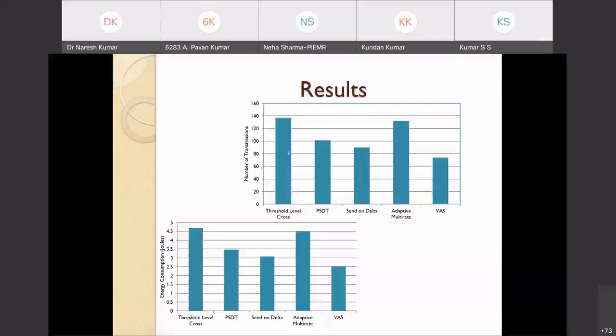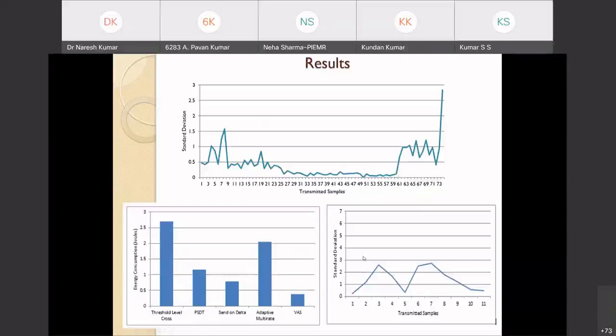That you can assume that if one transmission consumes certain joules, then how many joules will be consumed while transmitting that number of transmissions. So for all these, if the number of transmissions is less for VS, then there will be less consumption of energy as well. And these are the standard deviations. If it is less, larger values can be averaged, and if it is high, then fewer values need to be averaged. So then we're checking the energy consumption for this, and these are the number of samples at that time.